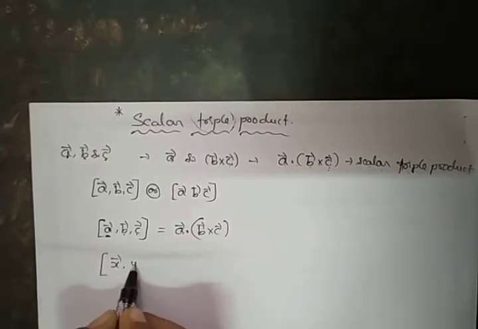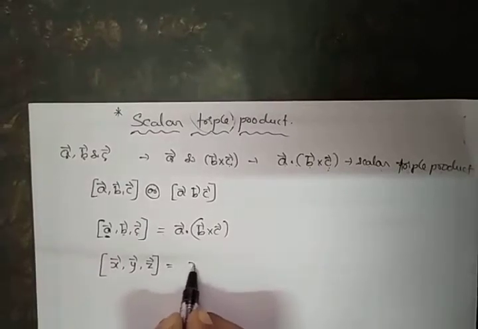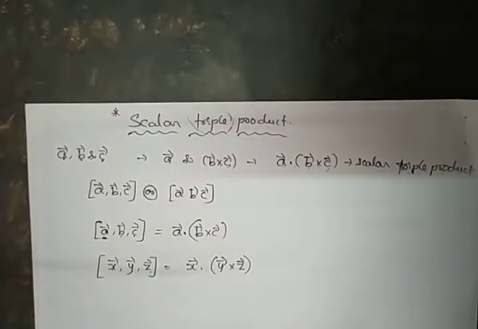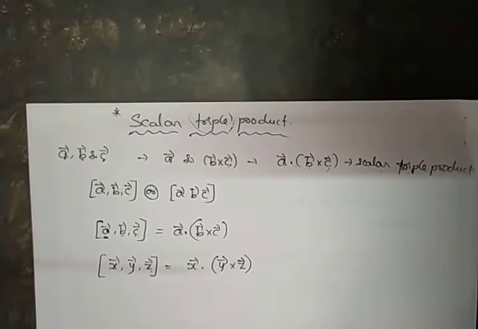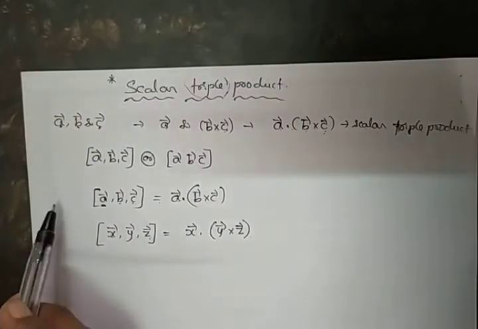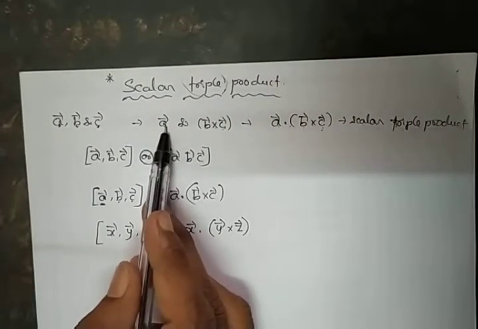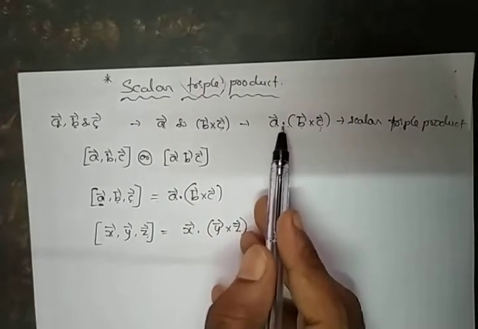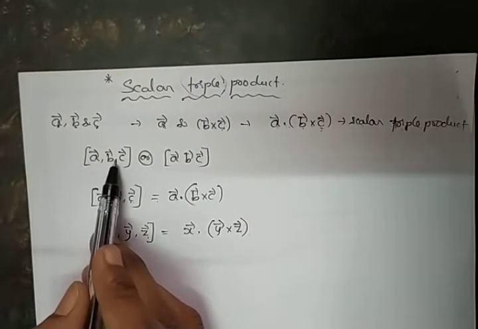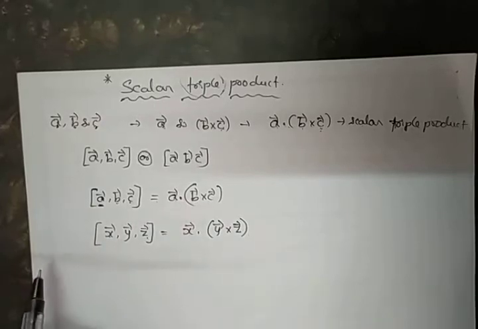According to this, for X vector, Y vector and Z vector, how are you going to define it? X dot Y cross Z, that is Y vector cross Z vector. Hence it is scalar triple product. Don't be confused. Once again I will repeat this; kindly note it down in your notebook without making any mistakes. Let A, B and C be any three vectors, then the scalar product of A and B cross C is A dot B cross C, called scalar triple product, denoted by [A, B, C], and [A, B, C] equals A dot B cross C.